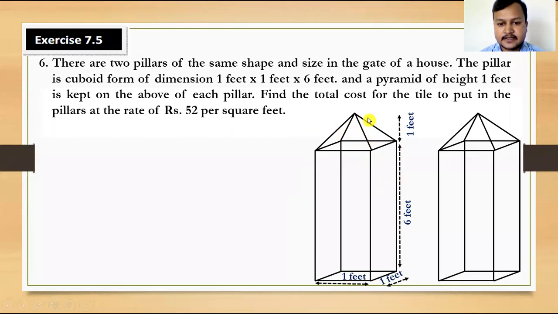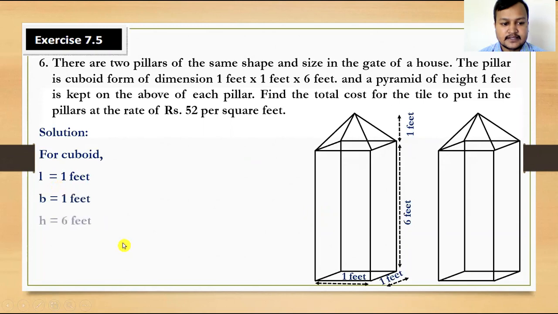Surface area of pillar means lateral surface area of pyramid plus area of four walls of cuboid. The area of the 4 walls of the cuboid is 4 into 1 into 6, 4 LH, and similarly 2 AL for the pyramid, and that whole value is multiplied by 2. As we discussed yesterday, for the cuboid length is 1 feet, breadth is 1 feet, height is 6 feet, and for the pyramid the length of base, this is A, which is 1 feet, which is denoted by L and B here.